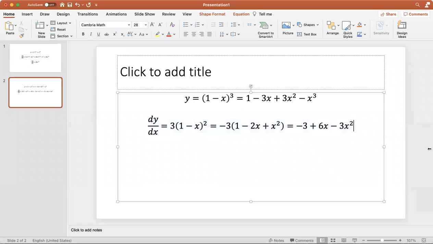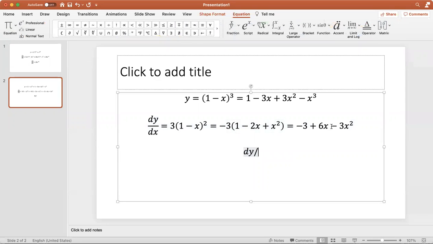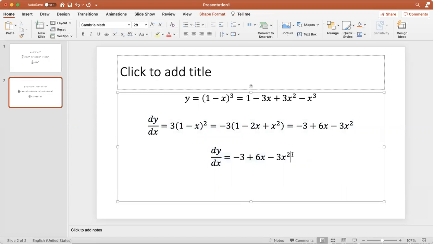Now, of course, if you take the derivative of the expanded function, you should be getting the same answer. So that's dy over dx. So 1 will cancel out, and if you take the derivative of negative 3x, you get negative 3. You take the derivative of 3x squared, you get 6x. You take the derivative of negative x cubed, you'll get negative 3x squared. Right? And the answer should be the same.